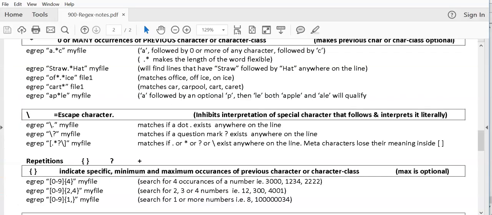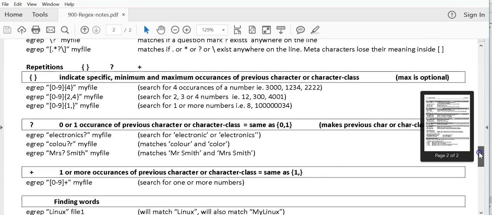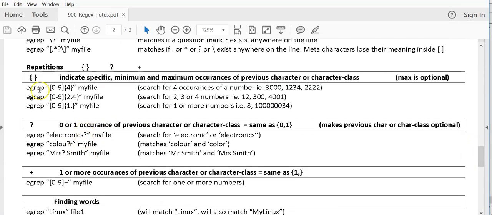The other meta characters that we're going to look at: we already looked at question marks, so let's look at curly brackets. The curly brackets can be used to say how many times we want to repeat the previous character or character class. And it also allows you to give a minimum and maximum. So for example, here we're saying repeat this character class 4 times. So it looks for a number, but then it allows 1, 2, 3, 4. Actually it looks for 4 numbers right one after the other.